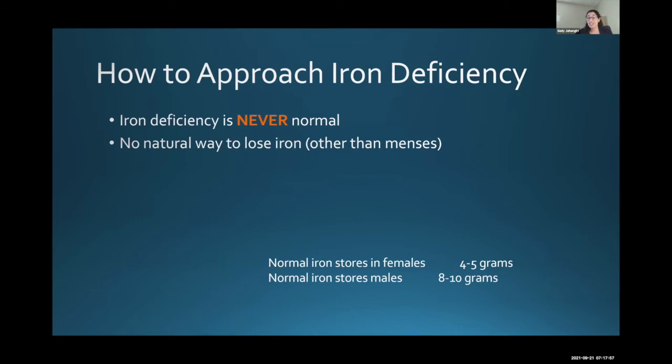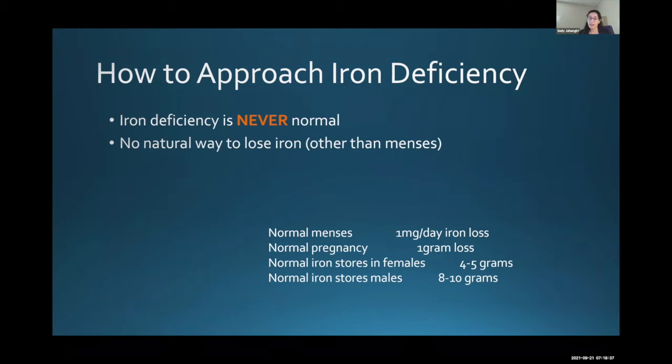So as I mentioned, iron deficiency is never normal, and there's no natural way our body has to lose iron other than regular menstrual cycles. And just to put it in perspective, normal menstrual cycles should not cause iron deficiency. Our average female has 4 to 5 grams of iron stores, and the average male has 8 to 10 grams. An average menstrual cycle causes 1 milligram a day of iron loss. So that's 7 milligrams per month if you consider a week-long menstrual cycle, and then times 12 months is still less than 100 milligrams, 100 milligrams just being a fraction of a gram. So over a year of normal menstrual cycles, a woman should not become iron deficient.